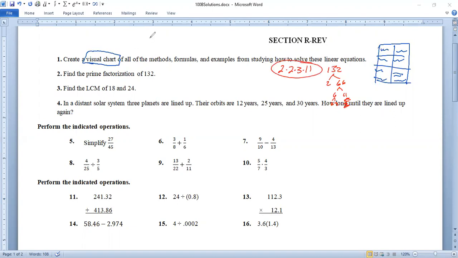All right, now we're going to do the LCM of 18 and 24. So let's start them up here, 18 and 24. Do the prime factorization. That is 3 times 6, and that is 2 times 3. So 18 is 2 times 2 times 3. Okay, 24 is 4 times 6. That's 2 times 2, and that's 2 times 3. So 24 is 2 times 2 times 2 times 3.